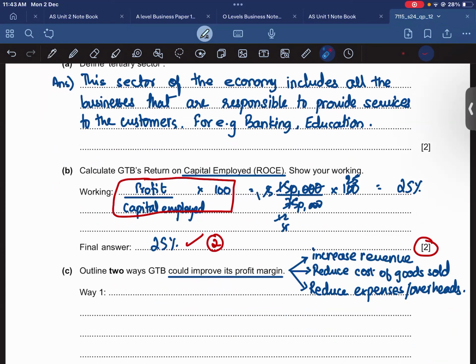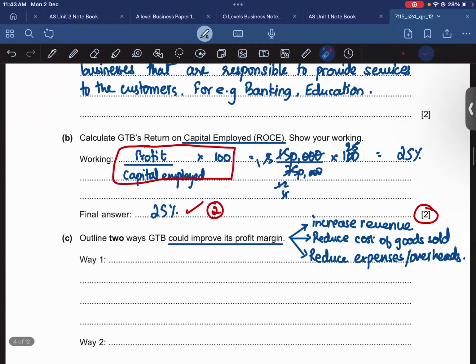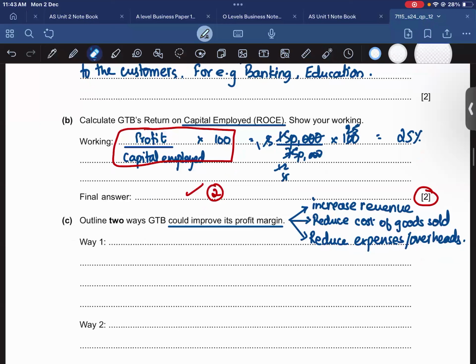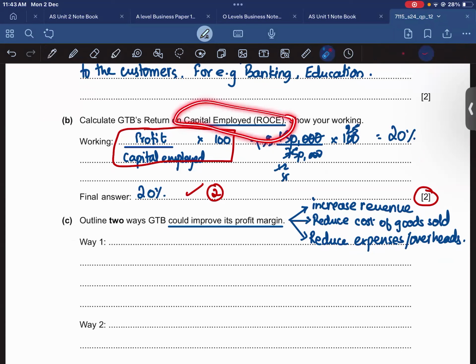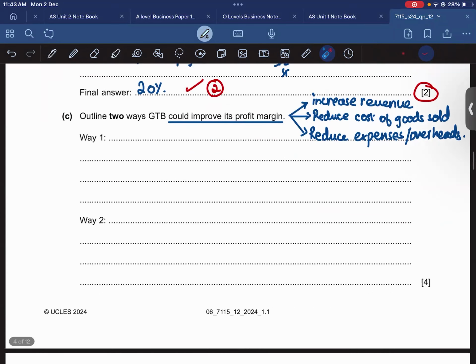This is your 150 divided by 750 multiplied by 100. We'll get an answer of 20%. So this is your 20%. 20% is your return on capital employed, ROCE. All right. So 20%, you will get the answer. You will get 2 marks for this. So this is how you do the calculation questions. Rest all the questions are the same.